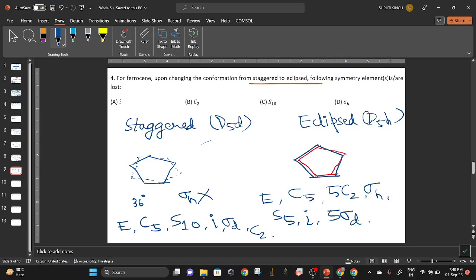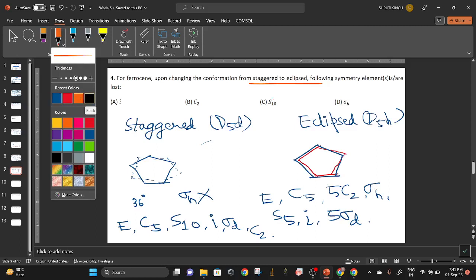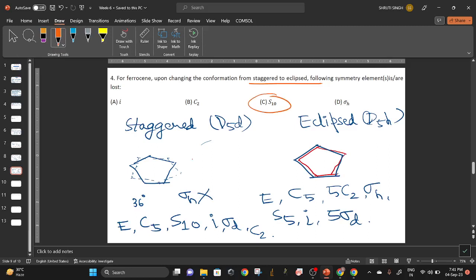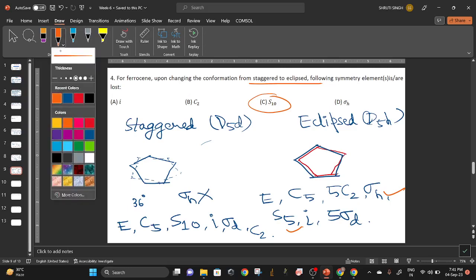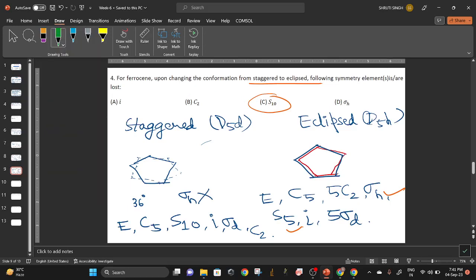Now the question is asking, from staggered to eclipsed, what are we losing? S10 and sigma h? Yes, S10 we are losing. No, sigma h we are not losing. Sigma h we are gaining, because sigma h was not here first. So the answer should be S10. And if you go in reverse, from eclipsed to staggered, S5 and sigma h will be lost. So this is the wrong answer given, right? The answer actually given is these two, C and D. But D won't be the answer, it will be C only.